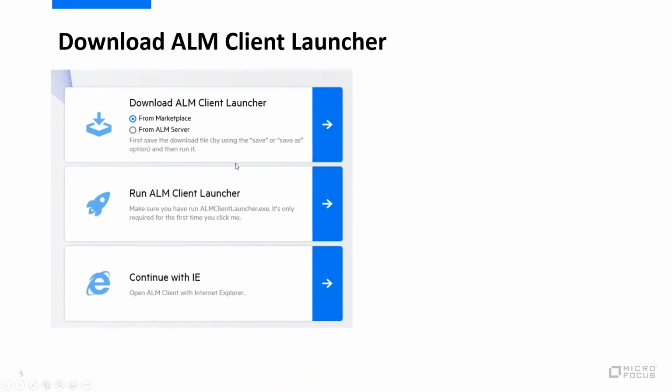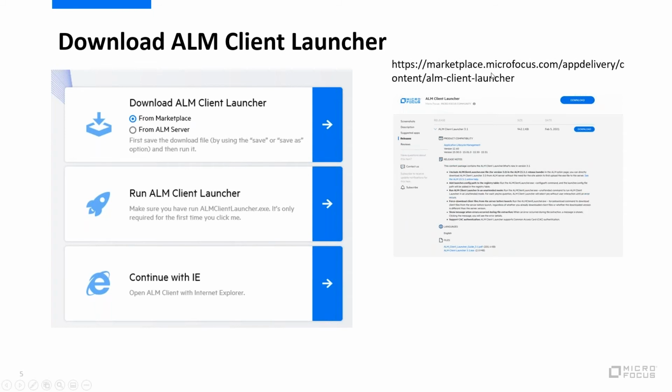You have two options here. You can download the file from the marketplace, or you can download from the ALM server. If you select the first option, it will redirect you to the marketplace, where you need to enter your marketplace credentials, and then you can download the two files you see at the bottom, which are a user guide PDF file and the executable.